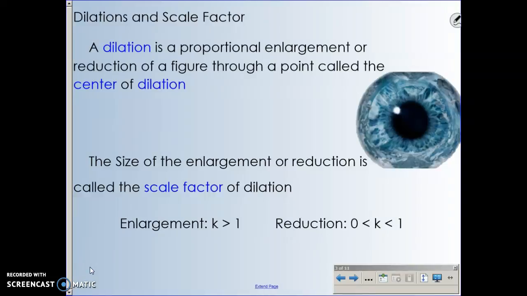Hello everyone, this is our new unit, first section of Unit 4, Day 1 on Similarity. This is Dilations and Scale Factor. So up at the top of your page you can go ahead and fill in these blue words that you see. A dilation is a proportional enlargement or reduction of a figure through a point called the center of dilation, and scale factor is the actual size of the enlargement or reduction.